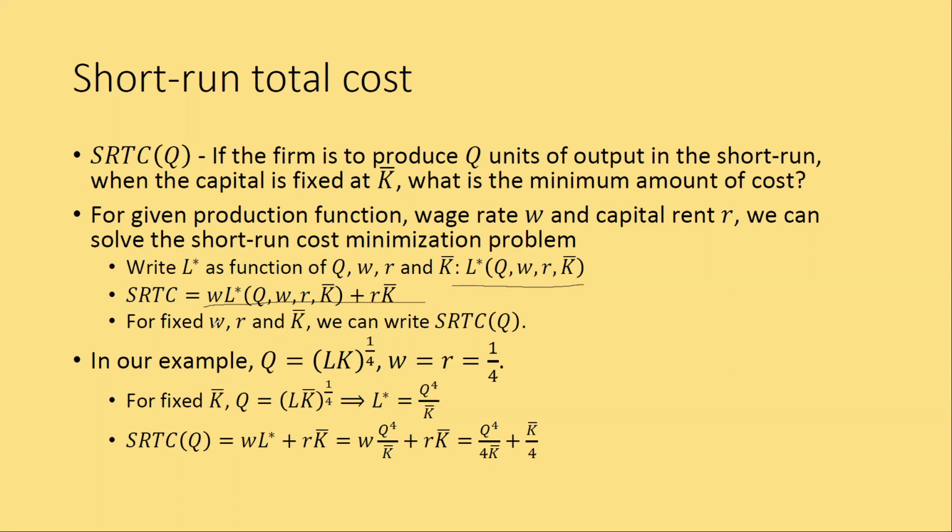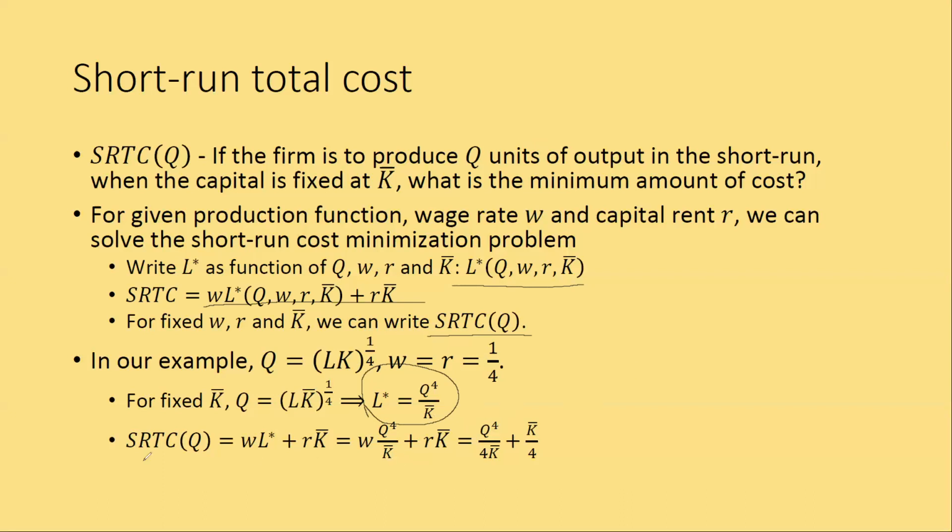And again, if we fix W, R, and K bar, we can see that the only thing that matters in here is Q. And we can write our short-run total cost as a function of Q. Now for our example, again, this production function, for a fixed level of K bar, we solve for L star that will produce Q units of output. So our L star equals Q to the power of 4 divided by K bar.